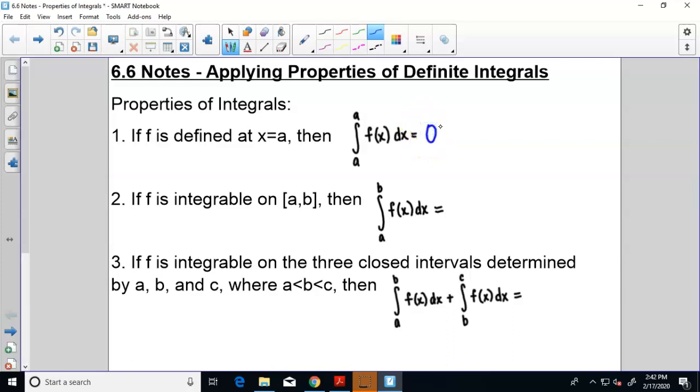Because if we take the integral from 1 to 1, or from 2 to 2, or from -7 to -7, then our rectangles that we're drawing, they don't have any width, right? So it's just 0 for that.